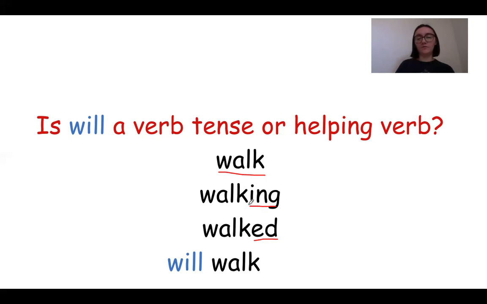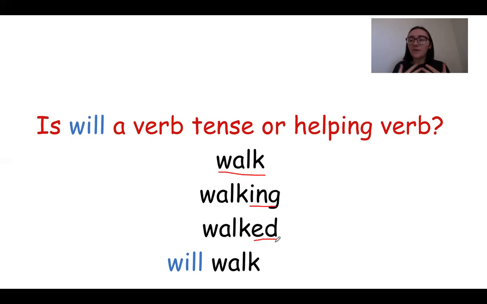So walk, we use it to talk about the present, to talk about things we do a lot. Ing verbs, we talk about things that are going to be happening and keep happening, or something that will start and keep going. And we use ed, walked, to let people know this action happened in the past.